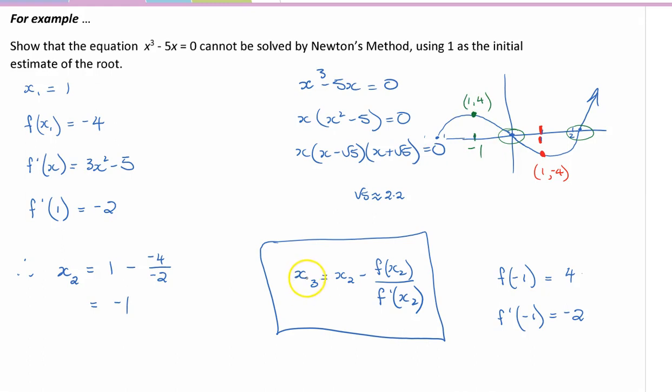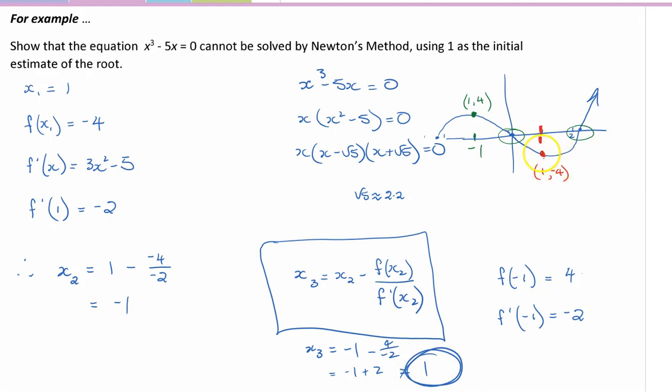So to get x3, we will do x3 will be my x1, which is -1, minus function value there was a 4, and the derivative was a -2, so it's -1, 2 negatives here, add 2, it takes me back to 1. So what's happening? So now I've gone back to here.